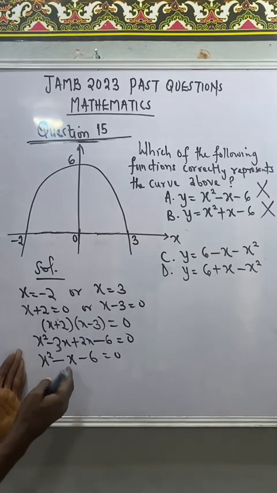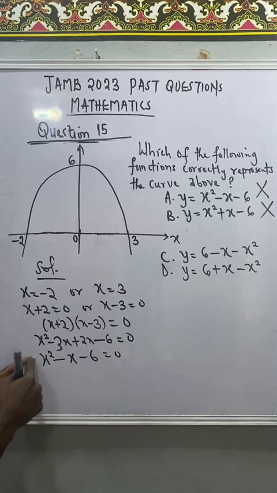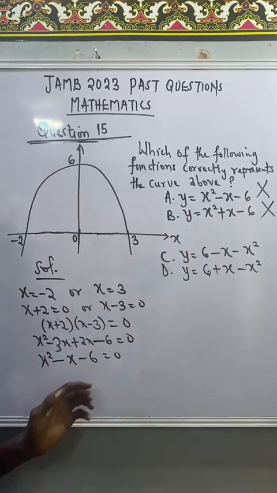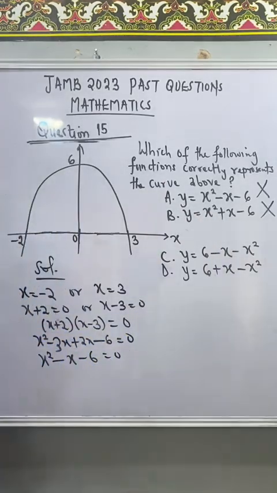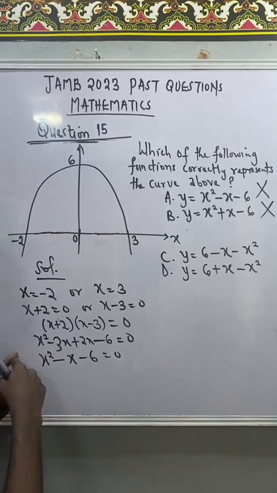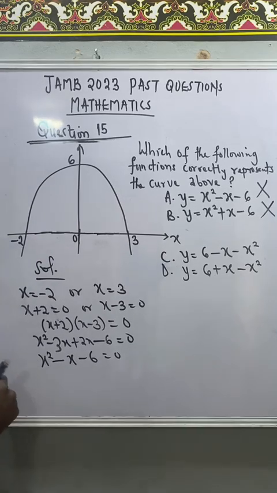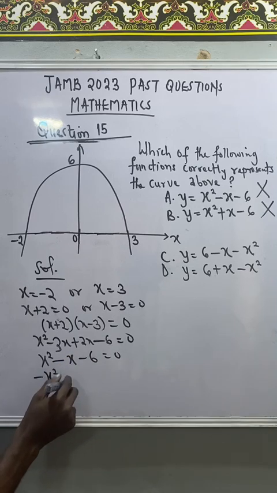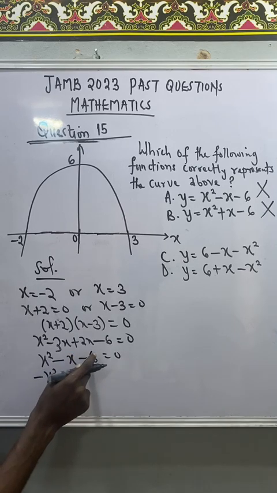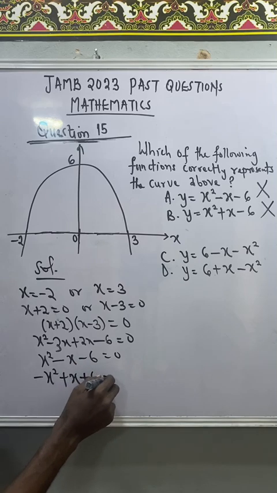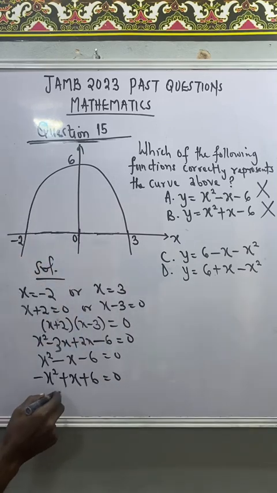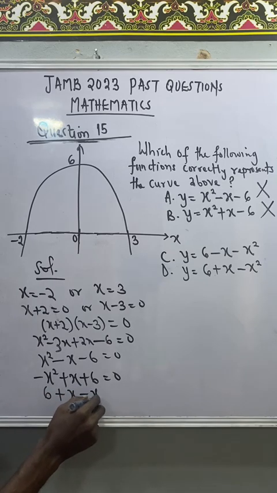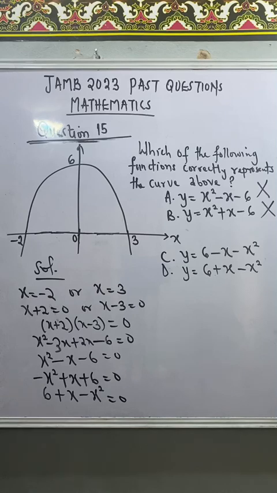Now, you can see that our coefficient is still positive, which contradicts what I said before. So I have to turn this to negative by multiplying through by minus 1. Multiplying this by minus 1, you have minus x squared. Multiply this by minus 1, you have plus x. Multiply this by minus 1, you have plus 6 equal to 0, which can be rewritten, starting with the positive, as 6 plus x minus x squared equal to 0.